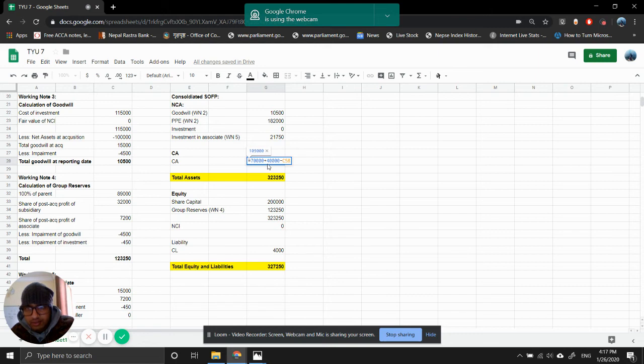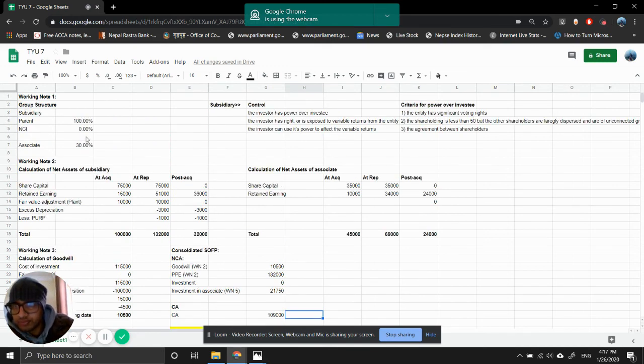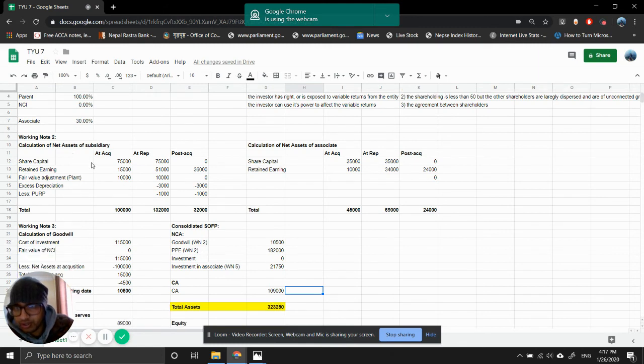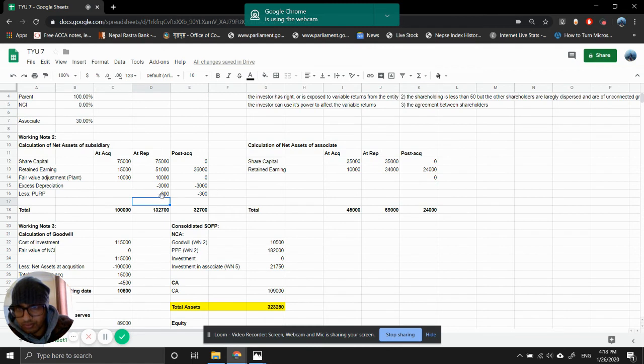Everything is done. What am I missing? Okay, let's check it out. 30%, okay, it's done. So is there anything else over here? 3000, right? Subsidiary sorted to this. So there is a PURP, but what's the PURP amount? Into 30%. So what about now? So PURP will be no, in this case it's 100%. So this is not that.